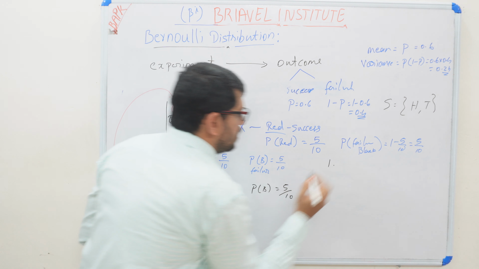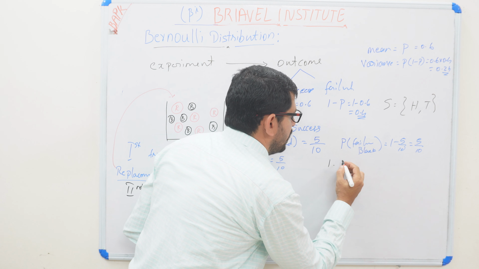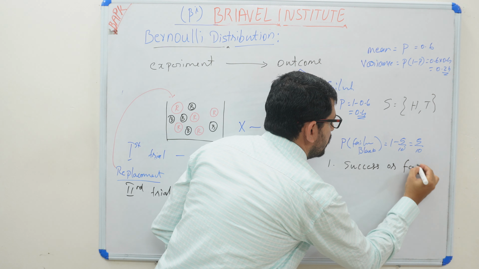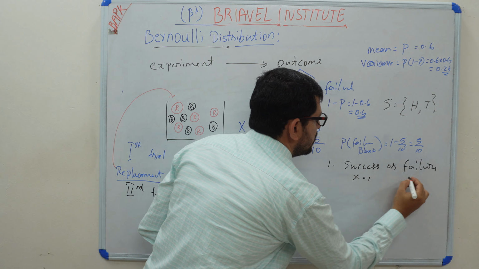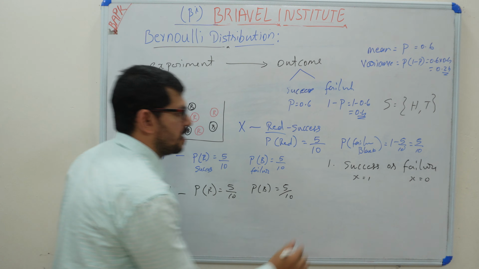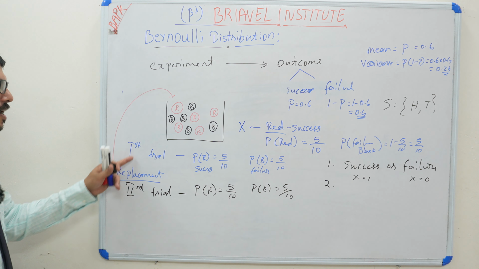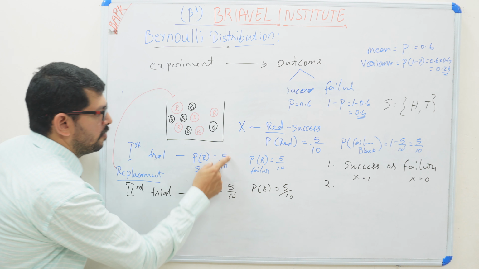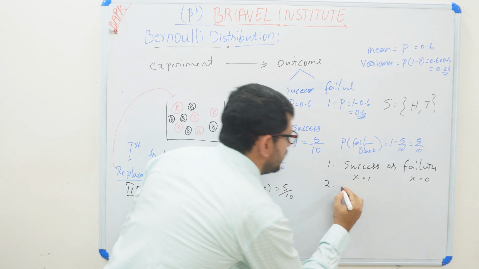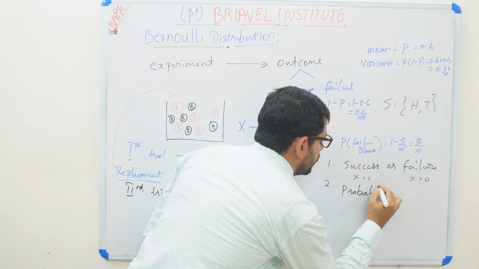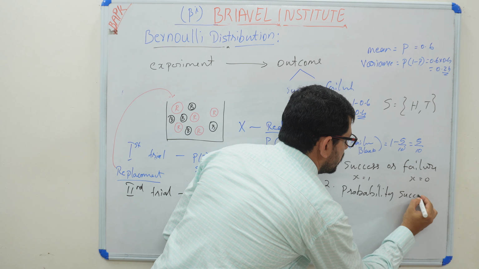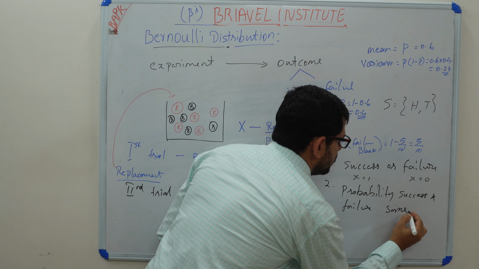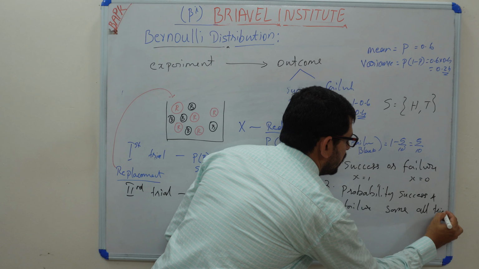So what trials have we done? In a Bernoulli's trial, there will be a success or failure. S is equal to 1 is success, S is equal to 0 we call the failure. So in the next trial, what are the possibilities? The probabilities are equal. The probabilities of success and failure are the same for all trials.